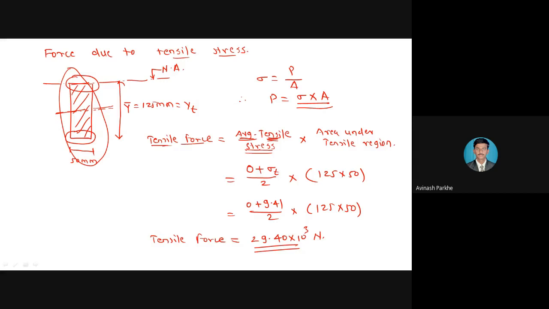So please keep in mind, whenever we are calculating the tensile force or whenever we are calculating the compressive force, it is the average tensile stress or average compressive stress into the area under that particular region. If it is compressive, the area under the compressive region, and if it is tensile, the area under the tensile region. Okay, this is about the calculation of the tensile force. Have you understood how the tensile force is calculated by using the tensile stress value?